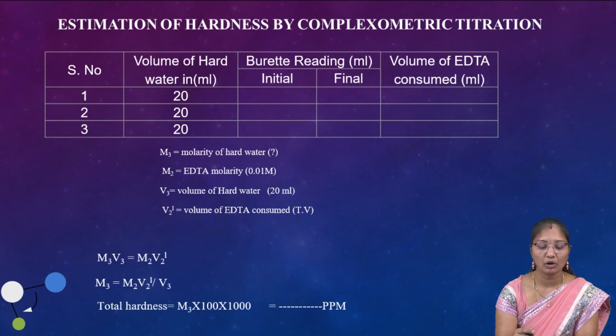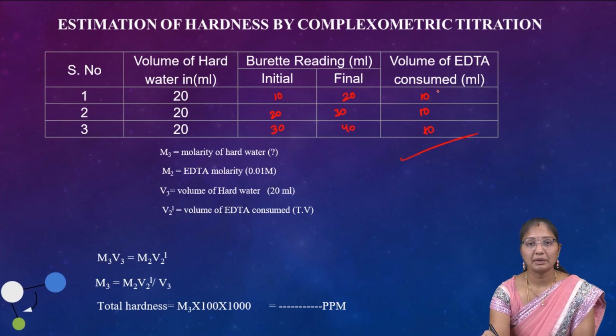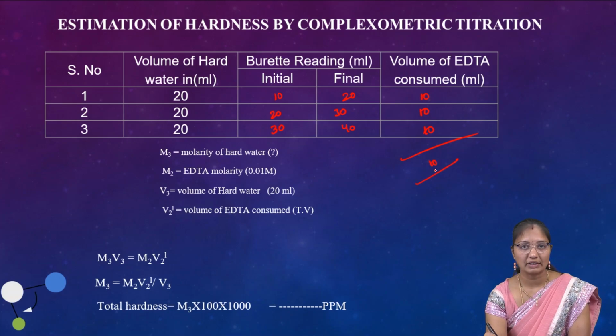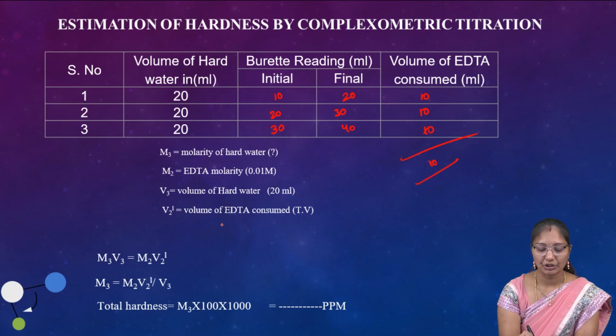Same thing, tabular column again. If it is 10, then final 20, here 10. If it is 20, here 30, again 10. If it is 30, again 40, here 10. Sometimes different values will come, plus or minus 2. So the average of all these three values has to be taken as V2.